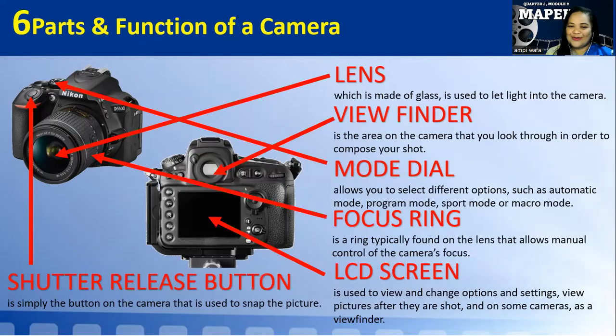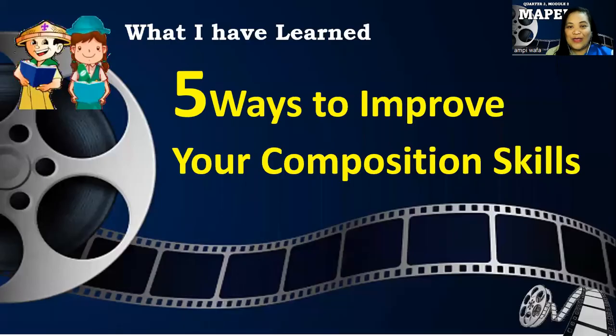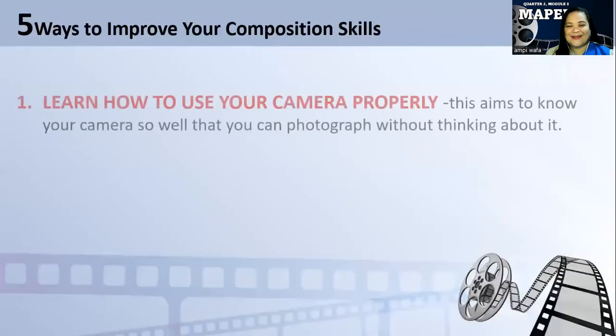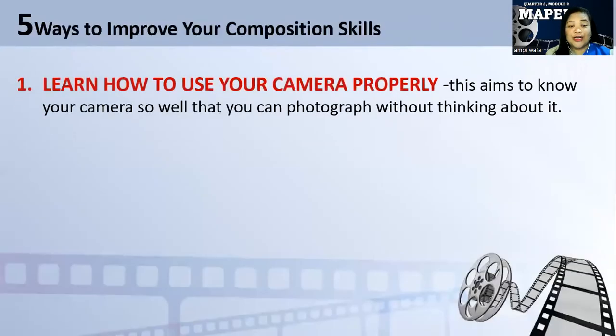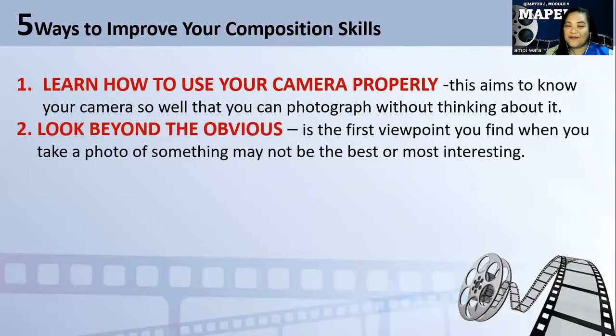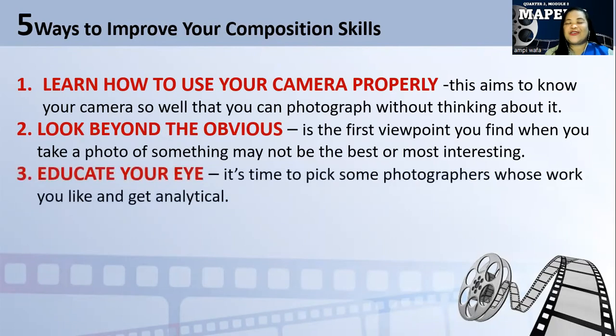You are doing great. And now we have the 5 ways to improve your composition skills. Alright, what are those? Number 1, learn how to use your camera properly. This aims to know your camera so well that you can photograph without thinking about it. Number 2, look beyond the obvious. The first viewpoint you find when you take a photo of something may not be the best or most interesting.